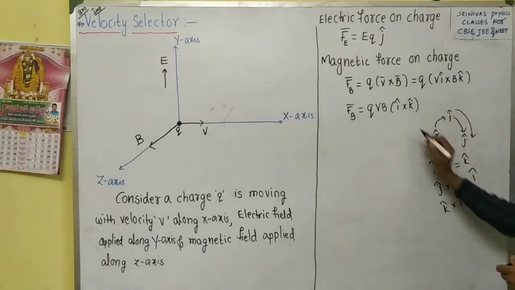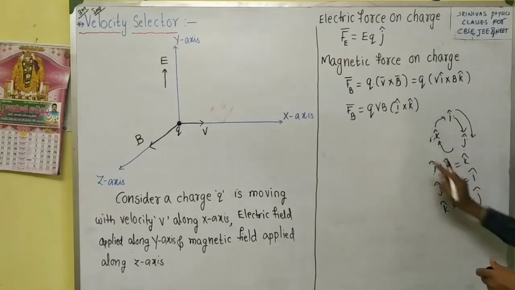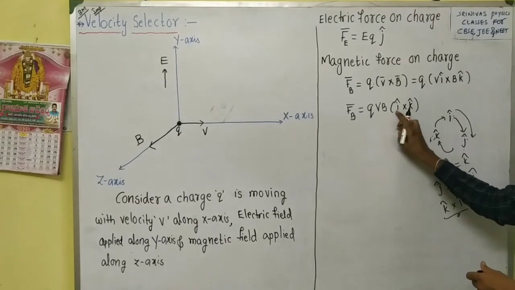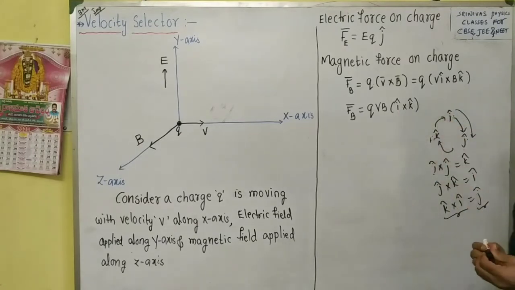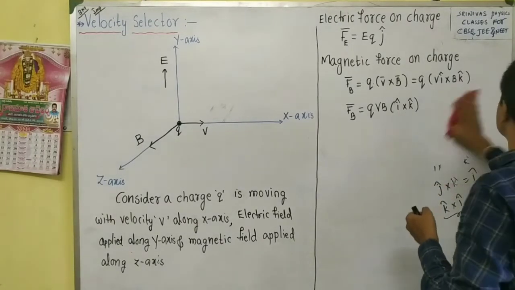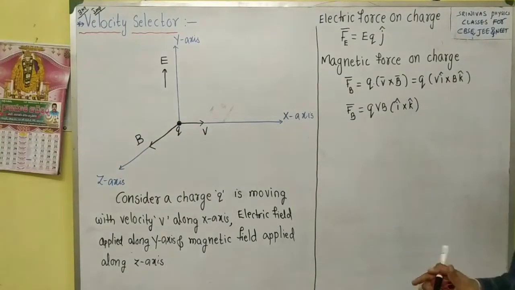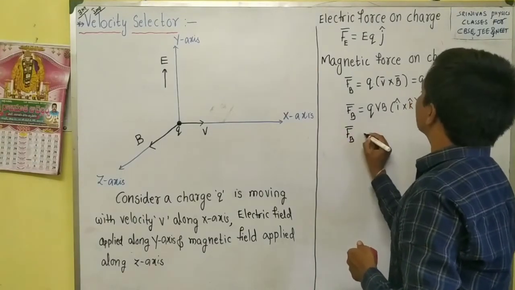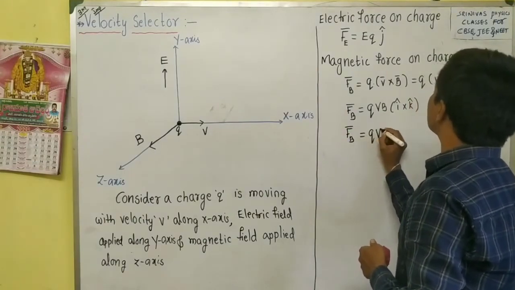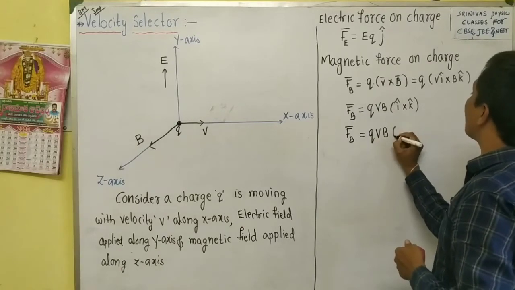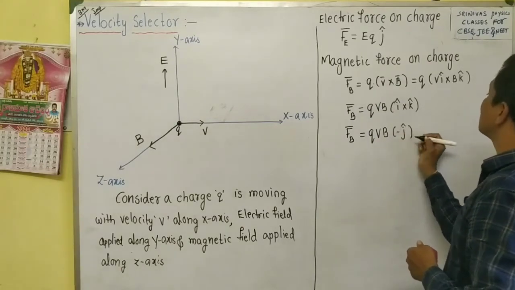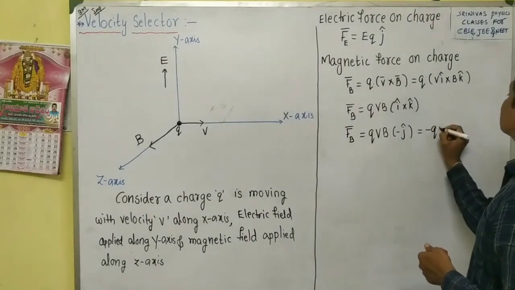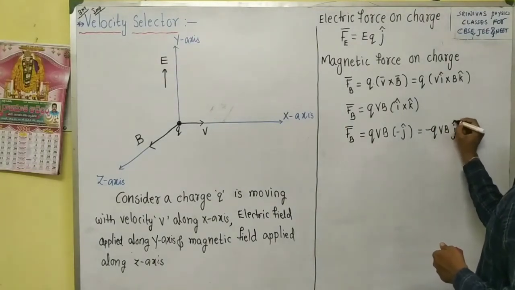Similarly here, I cap cross K cap is there. What is I cap cross K cap? K cap cross I cap is J cap, so I cap cross K cap is the reverse. It will give minus J cap. Then the magnetic force we write as QVB into minus J cap. I cap cross K cap is minus J cap, so we write minus QVB J cap.